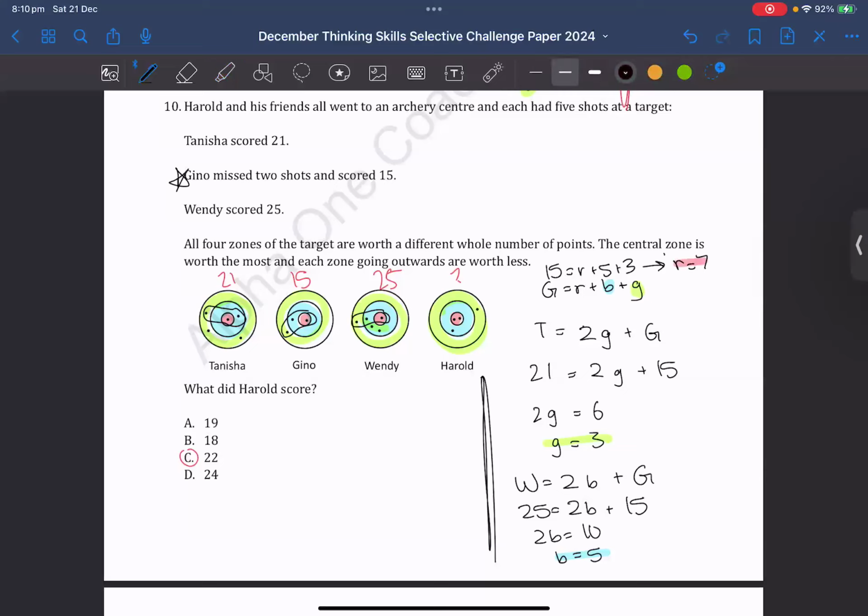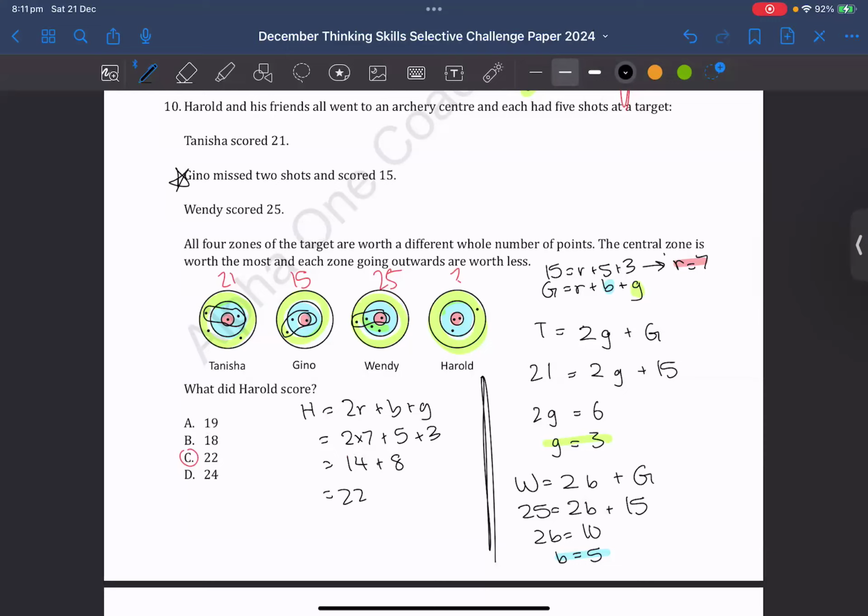So going through, I now know that red is 7, green is 3, and blue is 5, which means Howard got 2 red plus blue plus green, which means 2 times 7 plus 5 plus 3, 14 plus 8, 22. I hope that made sense.